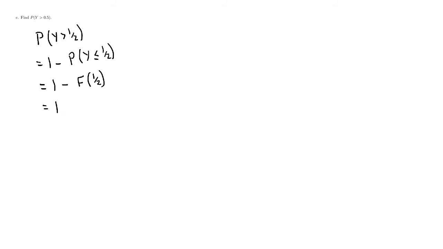Now we can use our CDF from before, which gives us 1 minus a half cubed times 10 minus 15 times a half plus 6 times a half squared. And once we evaluate all of this, it will give us a half.